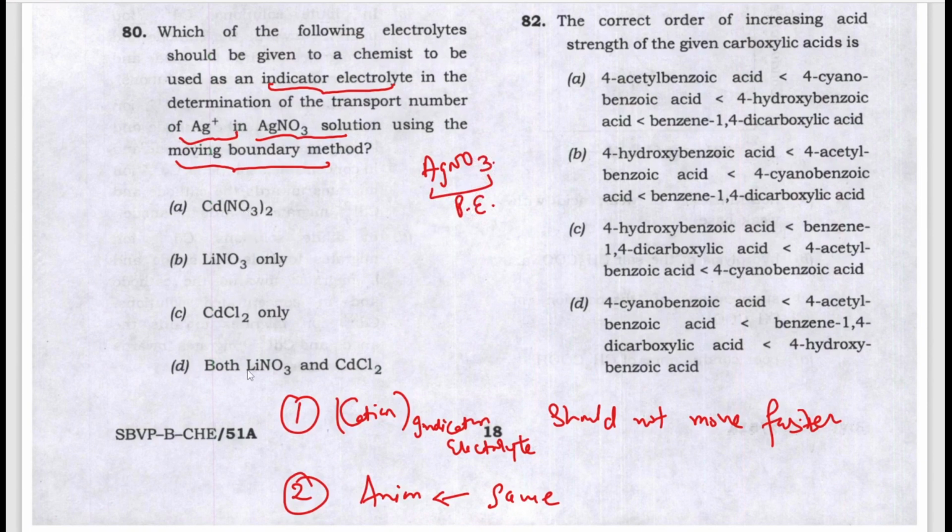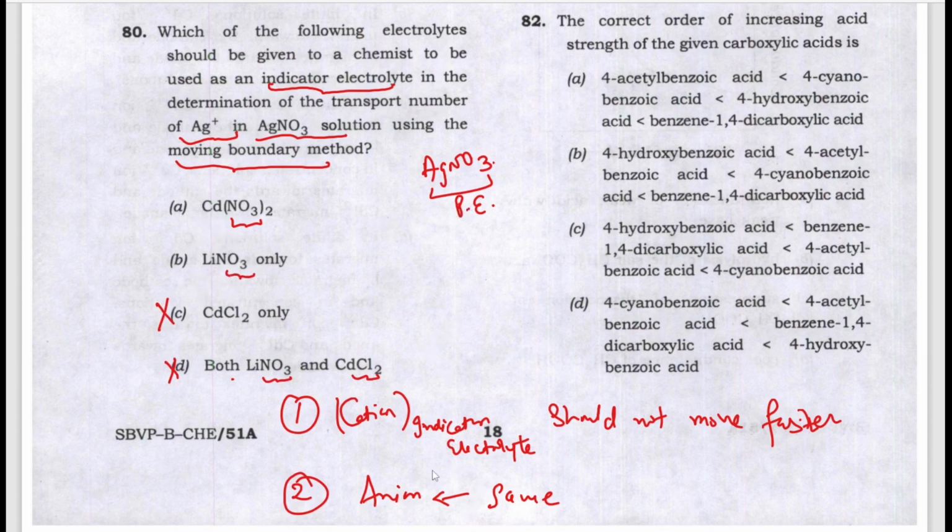In these four options, in the first case, anion is nitrate. In the second case, also anion is nitrate. But in this case, anion is chloride, so this option is incorrect. In the fourth case, there are two options, one has anion nitrate and one has chloride, so this is an incorrect statement also. So we have two options, and we have to pick one as the correct answer.